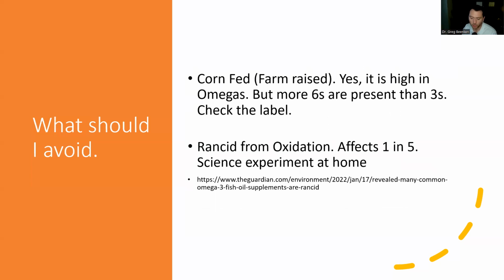All right, but what should you avoid? Now, I mentioned farmed salmon has about 4,500 milligrams of a combination of these omega-3 fatty acids. Now, unfortunately, corn-fed or farm-raised will alter and change that level of omegas in the animal itself.